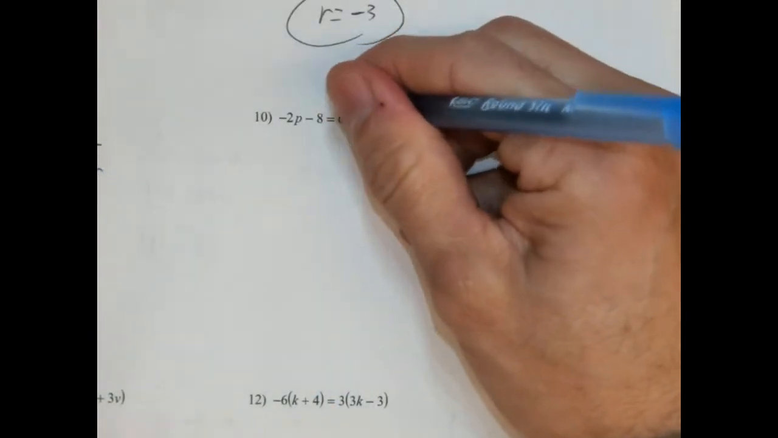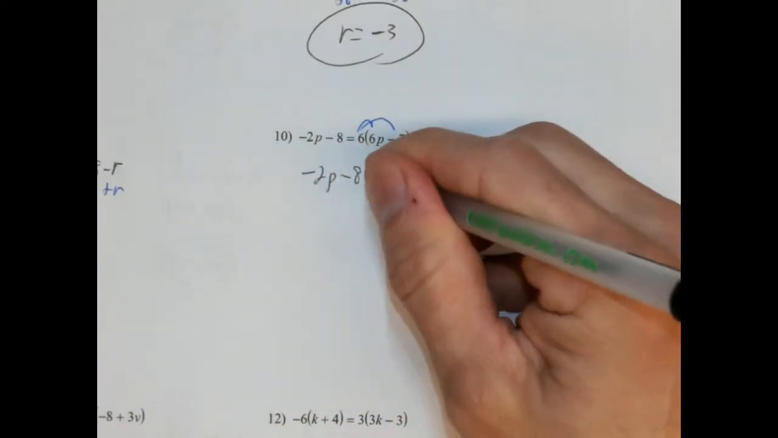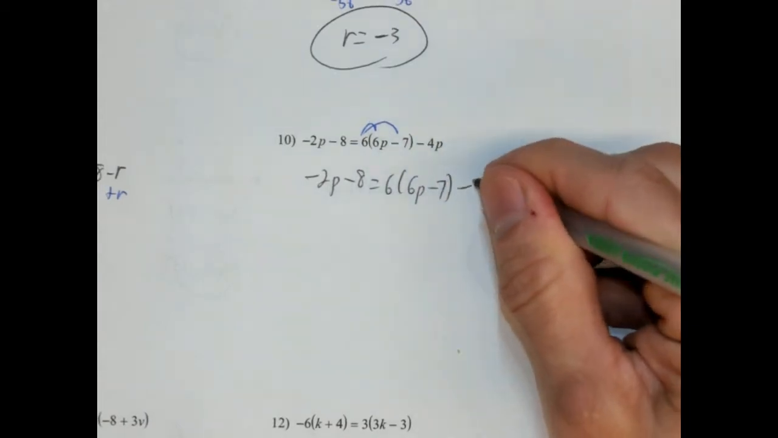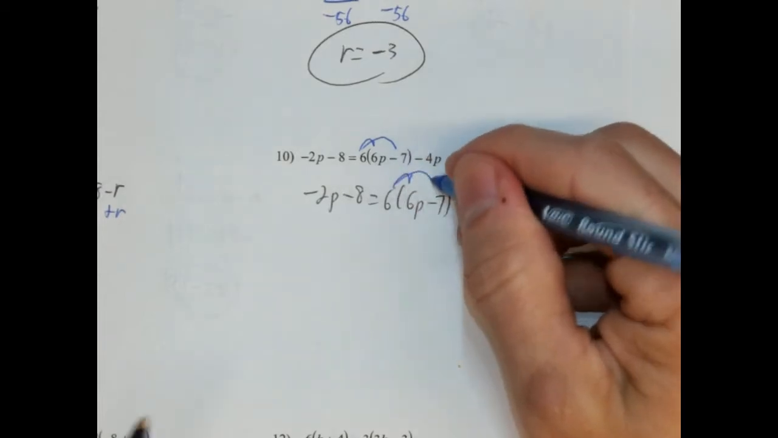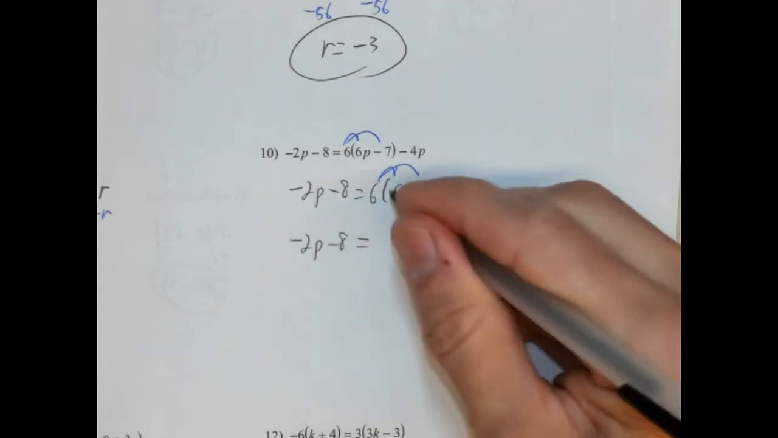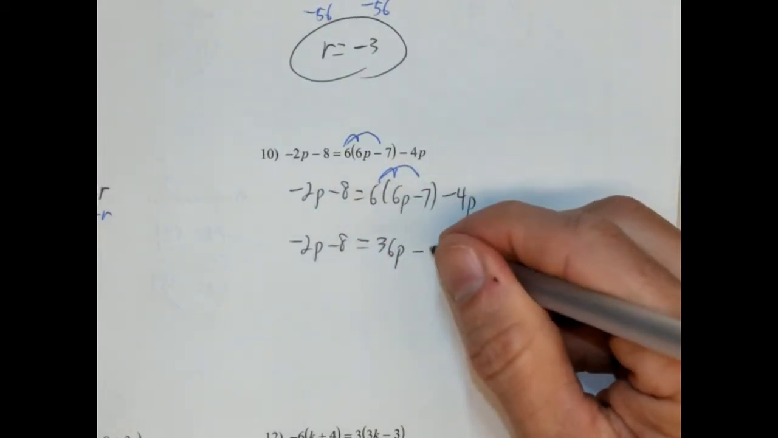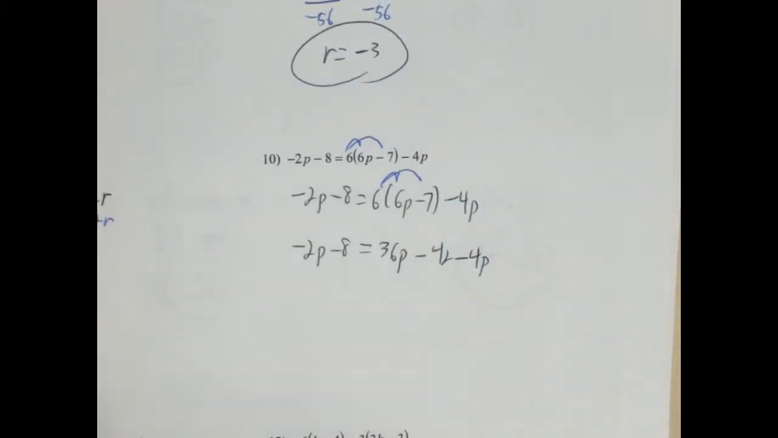There we go. Here we're going to distribute the 6. So we have negative 2p minus 8 equals 6 parentheses 6p minus 7 minus 4p. We're going to distribute the 6. So negative 2p minus 8 equals 36p minus 42 minus 4p. Did I do that right? Yeah, I did that right. I think I did.